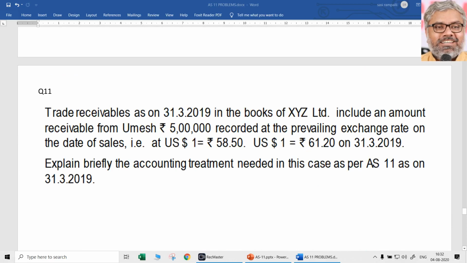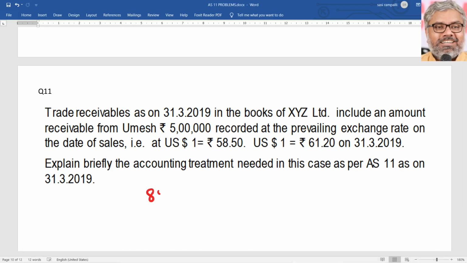Then another scenario, trade receivables. Trade receivables, what type of item it is? First of all, it is a monetary item. As on 31st March 2019, in the books of XYZ Limited include an amount receivable from Umesh 5 lakhs rupees, that is recorded at the prevailing exchange rate on the date of sales, that is at the rate of $1 is equal to 58.5. So 5 lakhs rupees means how many dollars it could be? Around $8,547 approximately. Right? 5 lakhs rupees, 58.5.